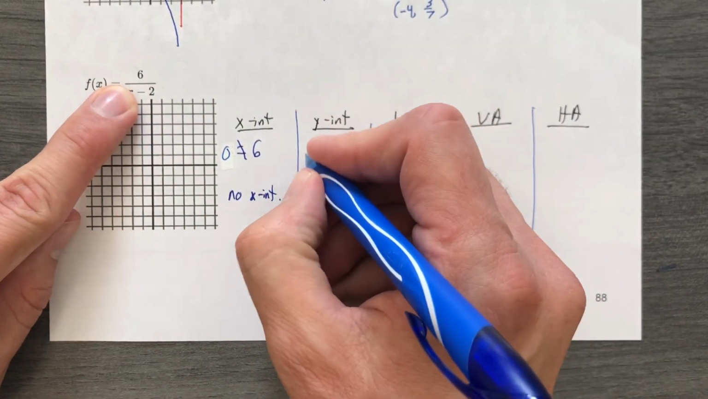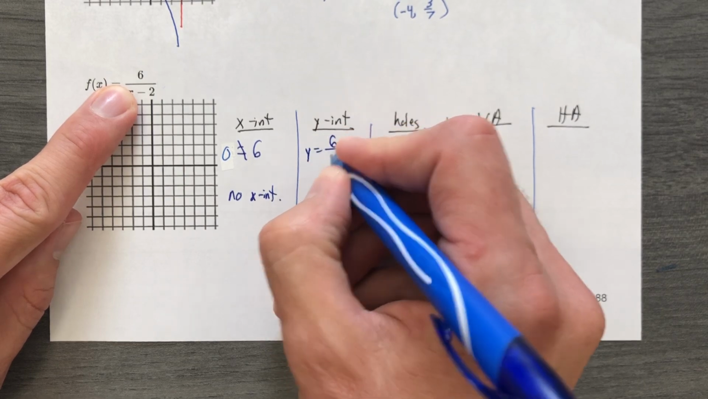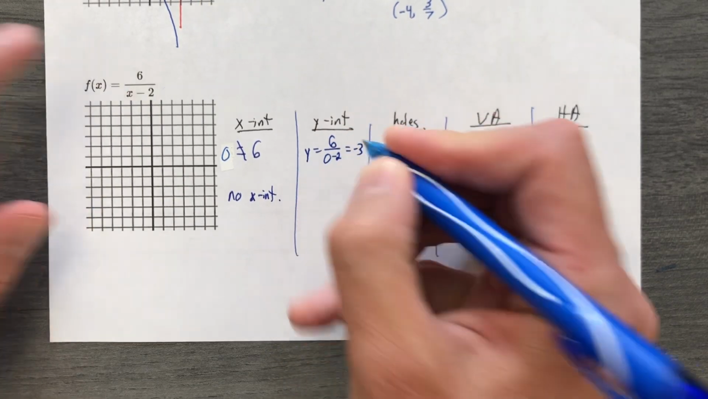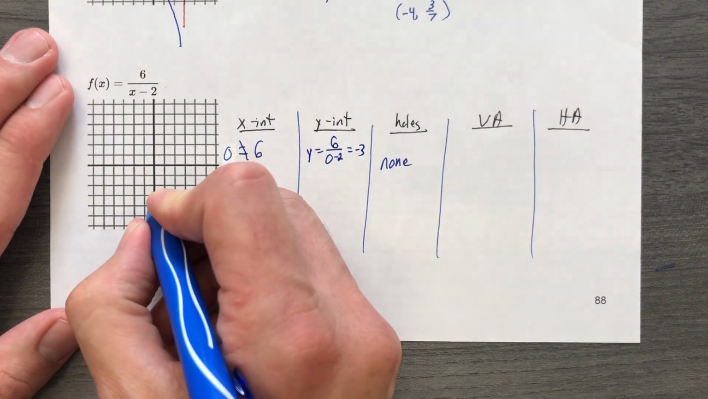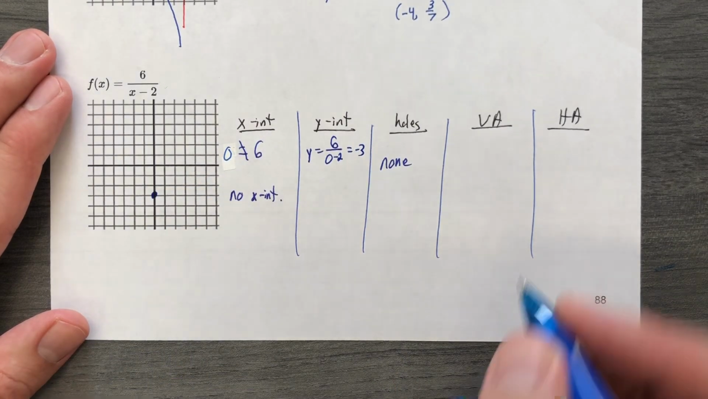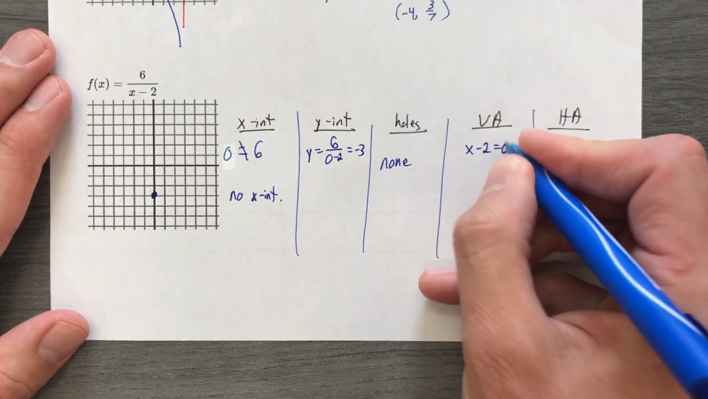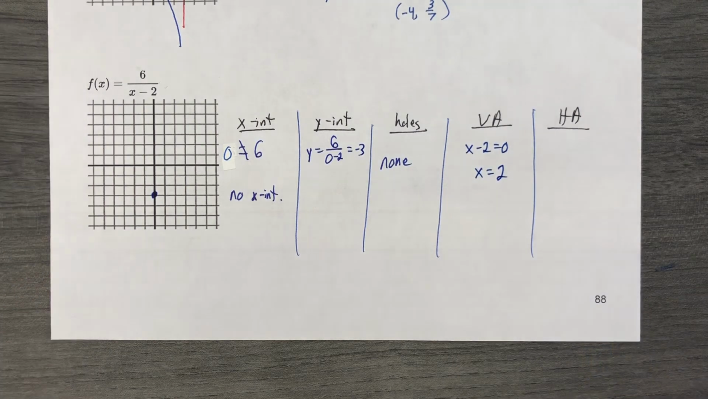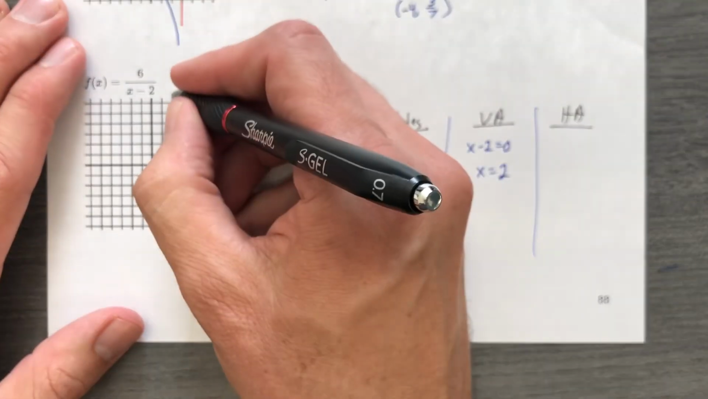Okay, y-intercept, you can cover up your x's. 6 over negative 2. If you want to do it the other way, you could say 6 over 0 minus 2. It's going to give you negative 3. So we will put a dot at negative 3 on the y-axis. Vertical asymptote is where the denominator equals 0 after you've reduced it, but there is no reducing to do. So x equals 2.